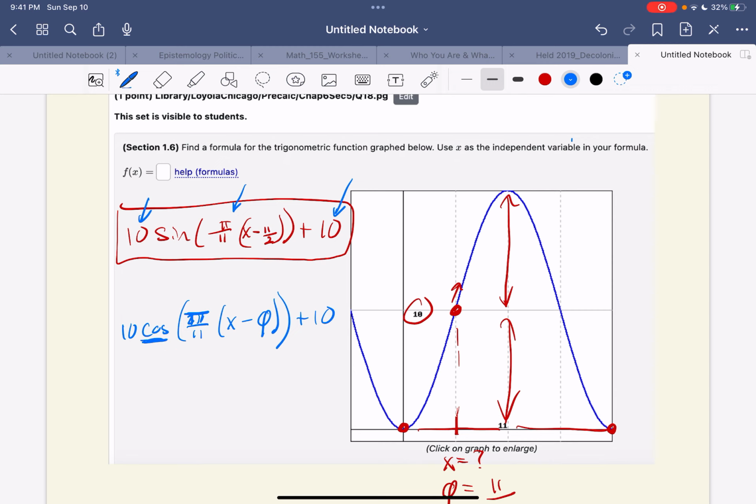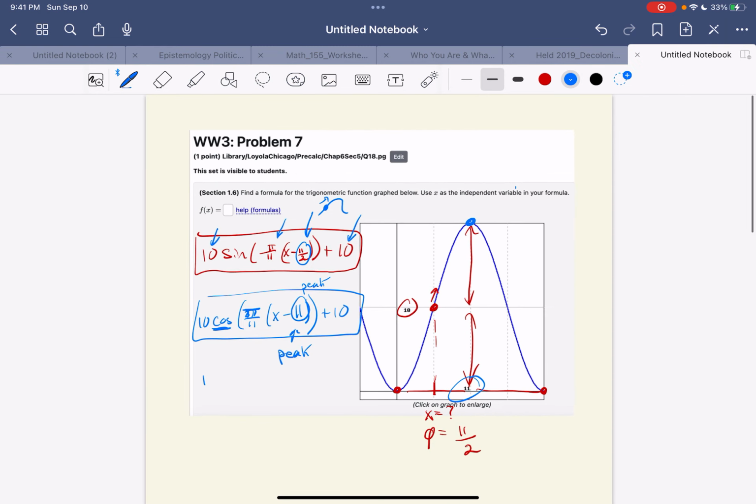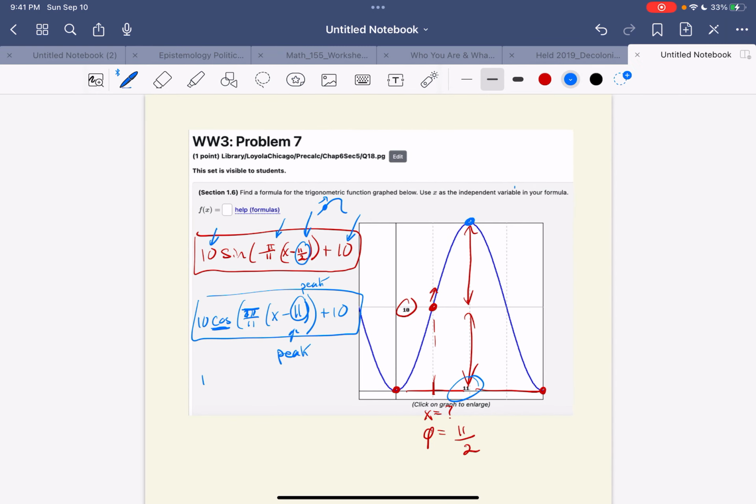If you're dealing with cosine and you've got this phi, you want to find the peak. So here's the peak, and I asked myself, where does it happen? It happens at 11, so I could just plug in an 11 right here, and there's my answer. The only difference between sine and cosine is what goes right there. For sine, you want that middle spot going uphill, and for cosine, you want a peak. All right, that is it for the trig stuff.